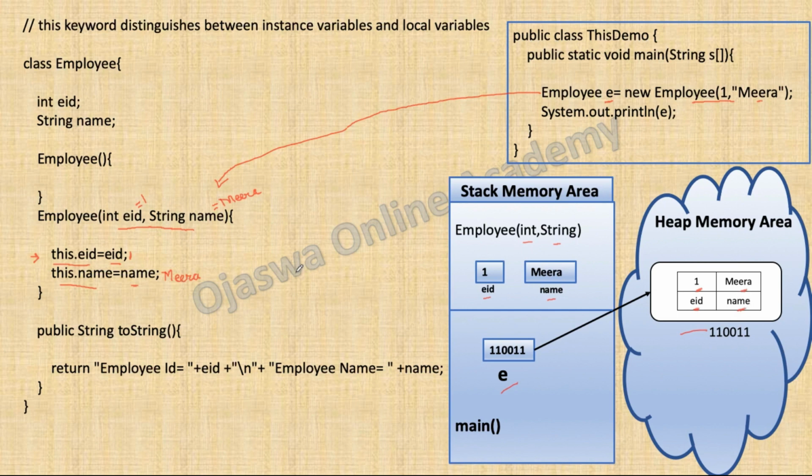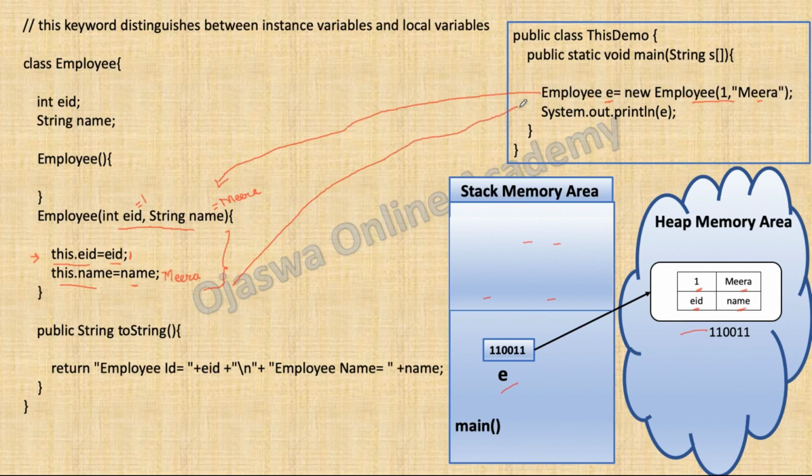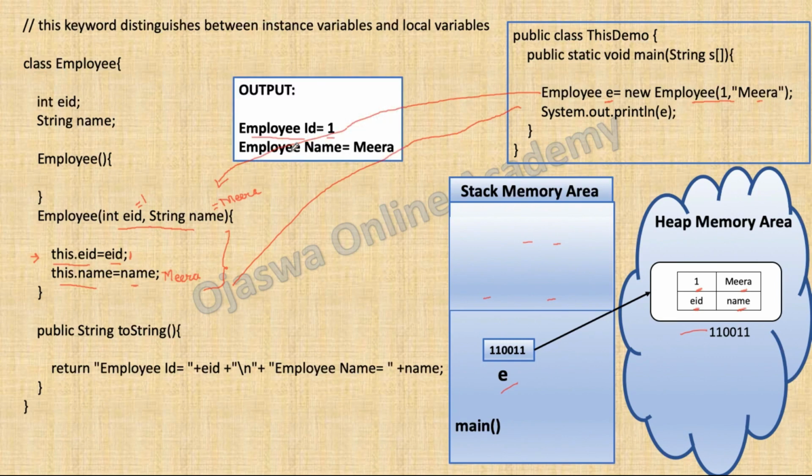And now the object is actually initialized. So after this block of code is executed, memory allocated for its local variables is released from the stack. So here the memory is freed. Control goes back, a call to the toString method is given, and the object data is printed. Now your output looks like this. Employee ID equal to 1 and employee name equal to Mira. So the this keyword helps to distinguish the difference between instance variables and local variables.